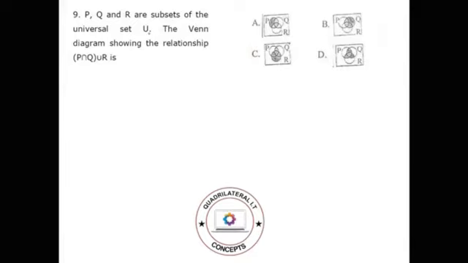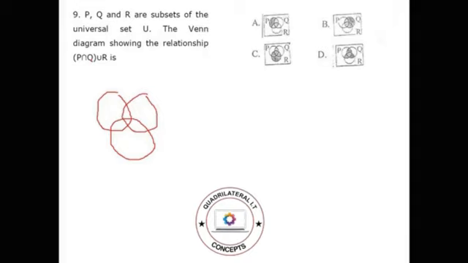So that is on that. Now the next question is question 9. Question 9 says P, Q, R are subsets of the universal set U. The Venn diagram showing the relationship P intersection Q union R. Don't forget that this is a Venn diagram. So the first thing you need to do is, okay, it involves 3 sets, and these 3 sets are connected like this.